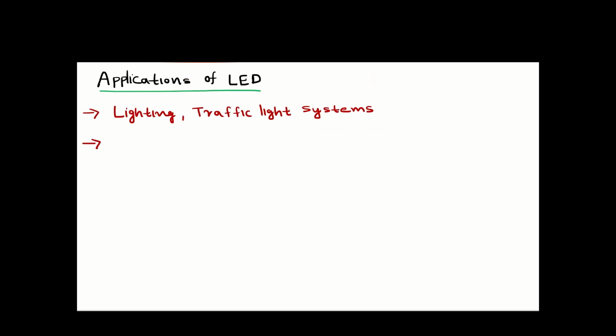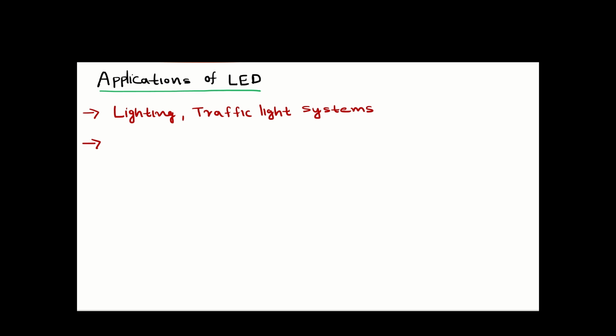The next point is applications of LEDs. What are the applications of LED? The first one is lighting or the traffic light systems, because LEDs produce several types of colors of visible light. So we can get green, orange, yellow, blue colors. So these LEDs can be used for lighting, decoration purposes, and also traffic light systems.